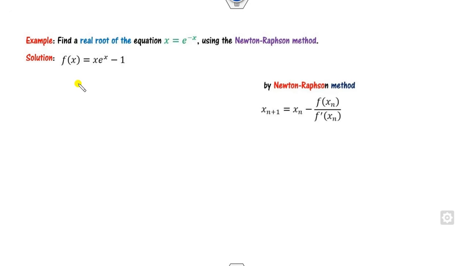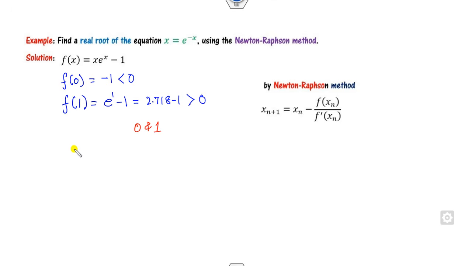Again, you can see the initial solution x0 is not given to you, so we can find the interval. How can you write that? I can rewrite this. What is f of 0? It's 0 minus 1, less than 0. What is my f of 1? e raised to power minus 1, which is 2.718 minus 1, which is greater than 0. So the root lies between 0 and 1.